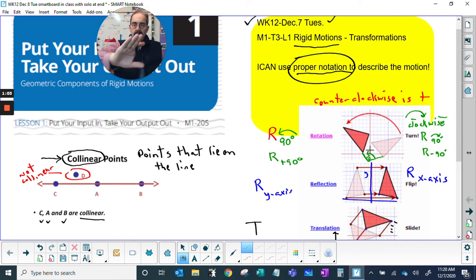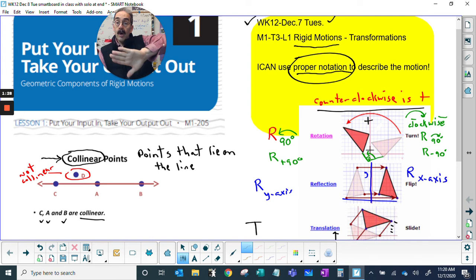All right. Now, rotate. To rotate meant to spin. Proper notation, capital R, with the amount that we're rotating. In math, counterclockwise, you're looking at me. Counterclockwise is positive. Clockwise in math is negative.